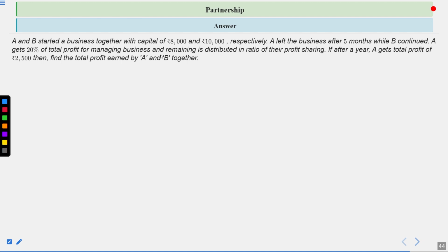A and B started a business together with capital of 8,000 and 10,000, it is given. A left the business after 5 months while B continued. A gets 20% of the total profit for managing business and the remaining is distributed in the ratio of their profit sharing. If after a year A gets a total profit of 2,500 rupees, we need to calculate the total profit earned by A and B together. So the correct answer of this question is the fourth one, which is 6,250 rupees. Now see the detailed solution using concept 6.1 and 6.2 in this question.